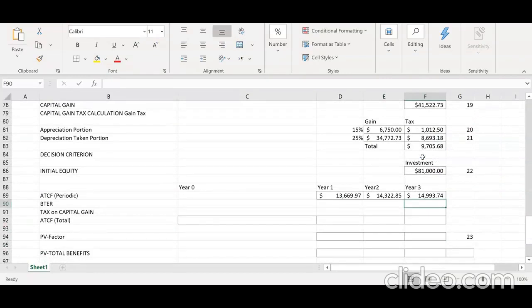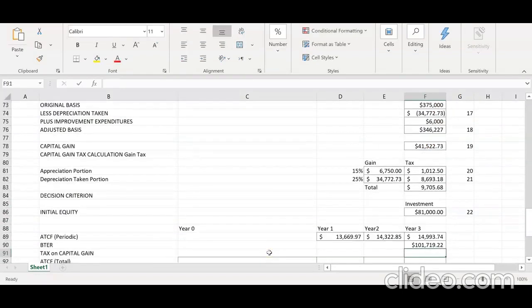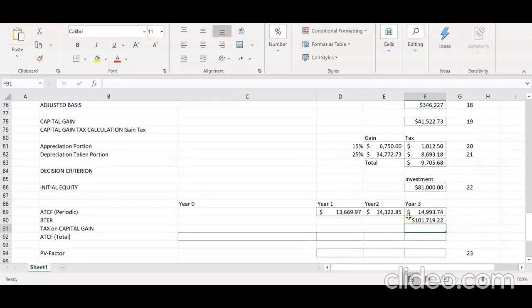The second column would be this amount right here. So we're just going to put it down, and then I'm going to use the negative, and then we're going to have the total amount of the tax.